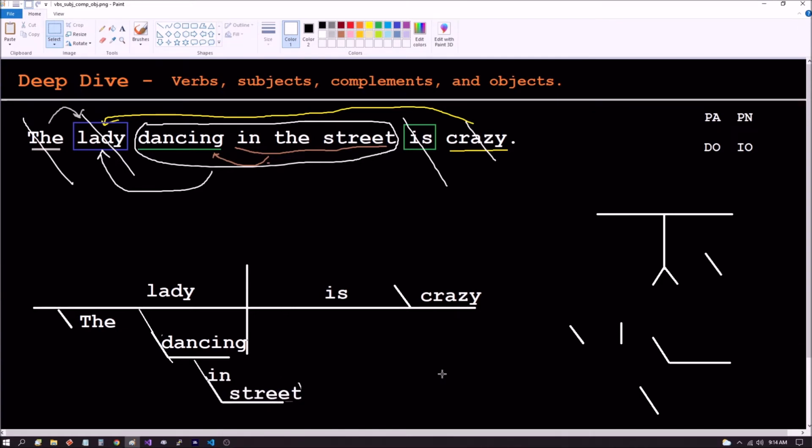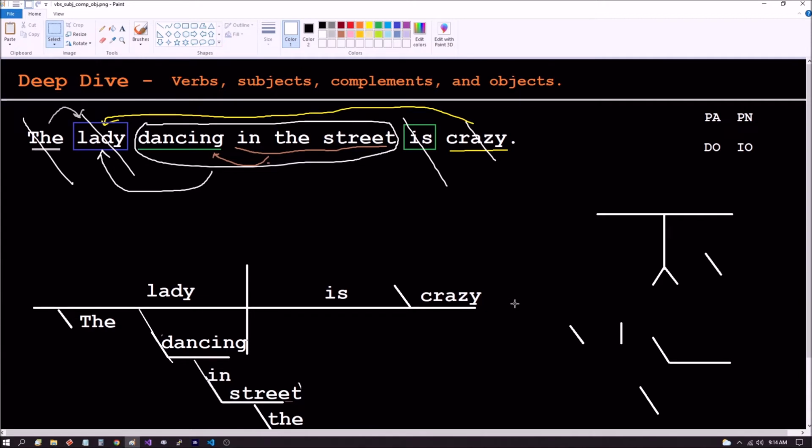And can you guess where the would go? Yeah. The would go down here. Of course, it'll be written on an angle again because that's how we do determiners and adjectives, right? So we're providing more information about the lady dancing in the street, okay, is crazy, right?